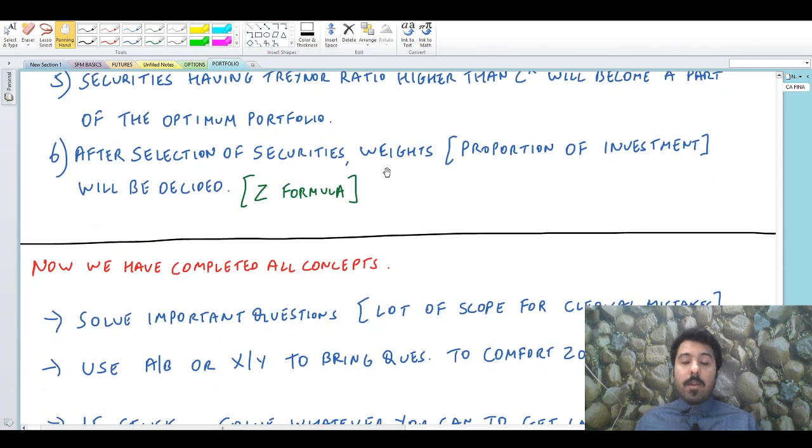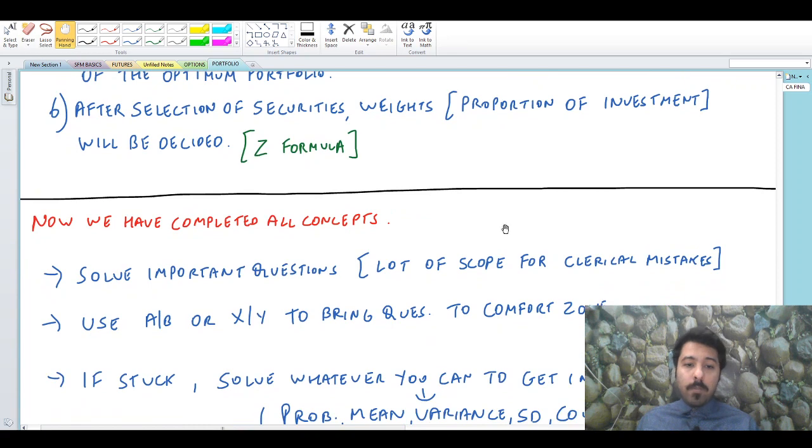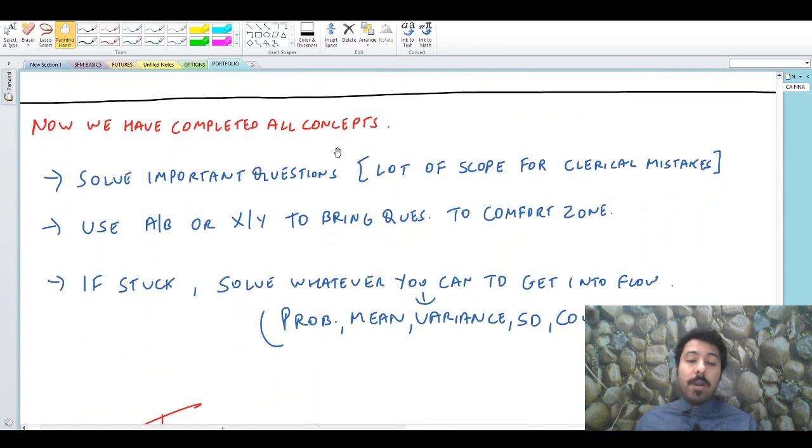After selection of the securities, weights. Now you've decided which stocks you need to include in a portfolio, stock 1 and stock 2. Now how much should I invest in stock 1, how much should I invest in stock 2? The Z formula tells you that. I have not written the formula, you need to read it from your book. Okay. And it shows weights. We need to calculate weights. What are weights? Proportion of investment. Simple. Okay. So now we have completed all the concepts.